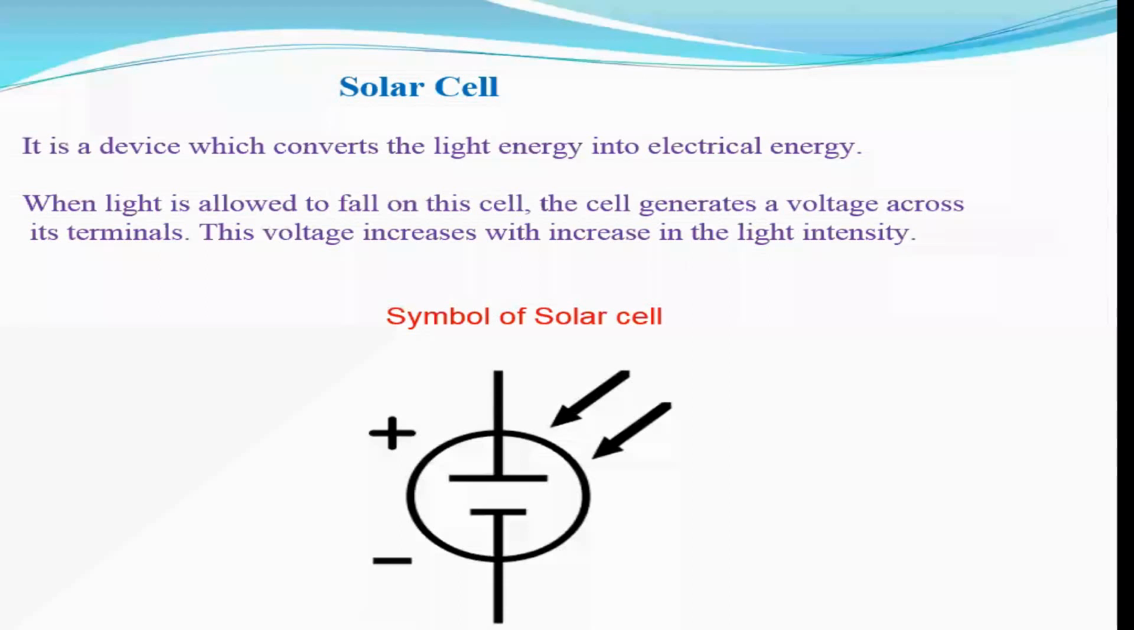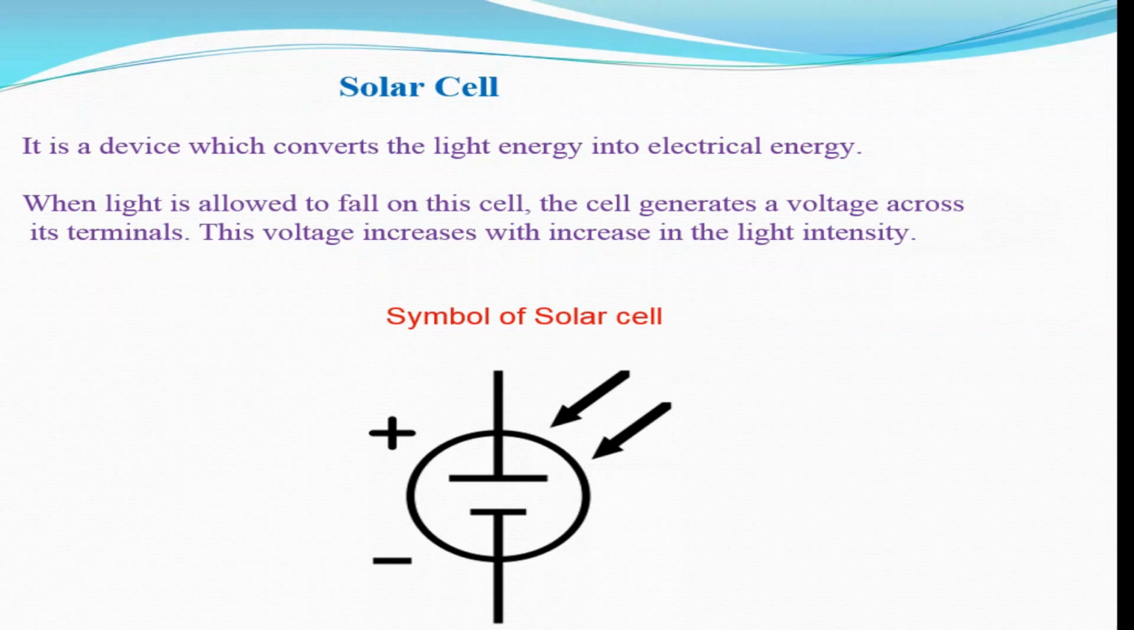We are going to learn about photodetectors, that is optoelectronic devices which convert light energy into electrical energy. We are going to have three types of photodetectors, namely solar cells, PIN diodes, and avalanche photodiodes.